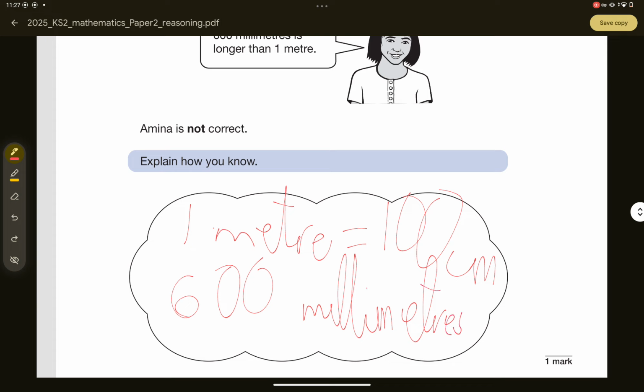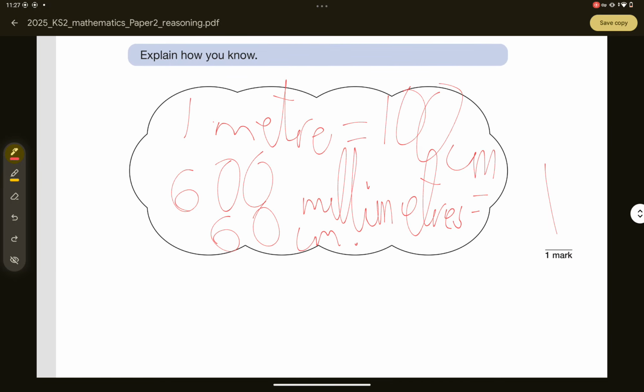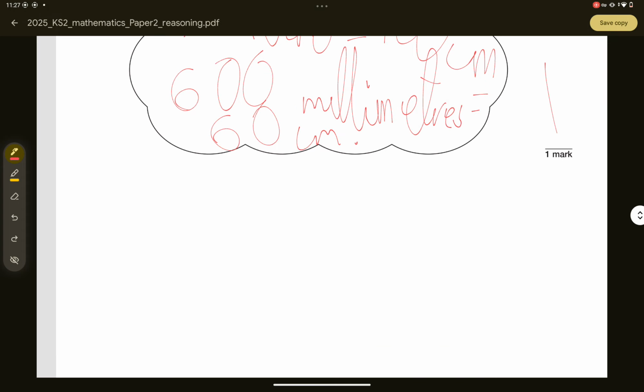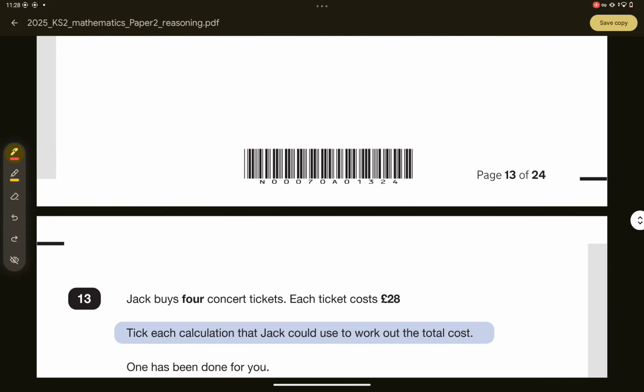That equals 60 centimeters. So yeah, that will get you the mark if you wrote those in 4 sentences. Also, you can add math to them. It doesn't need to be just words.